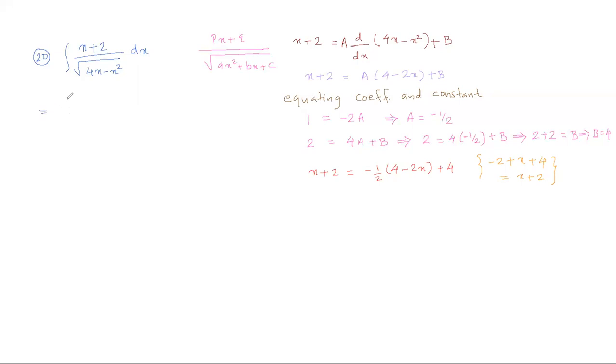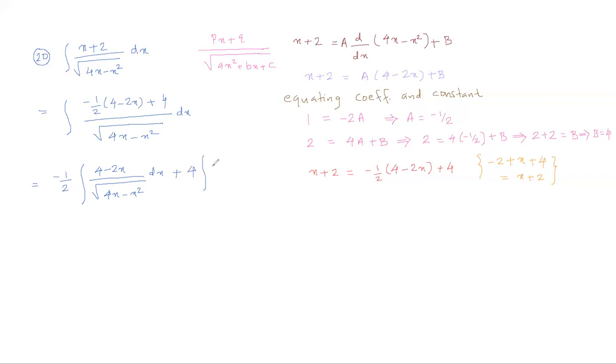So this equals the integral of, in place of x plus 2, you can write minus 1 by 2 into 4 minus 2x plus 4, divided by under root 4x minus x square dx. You can split this into two integrals. Minus 1 by 2 is a constant, so take it outside: integral of 4 minus 2x divided by under root 4x minus x square dx, plus 4, which is also a constant and can be taken outside, times integral of 1 by under root 4x minus x square dx.